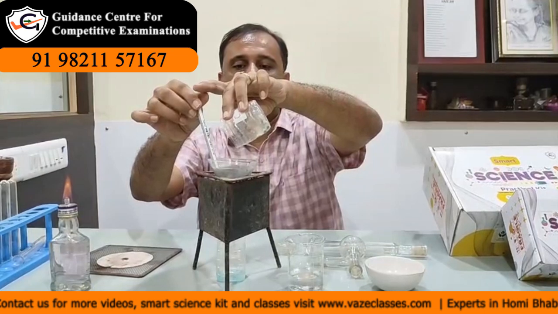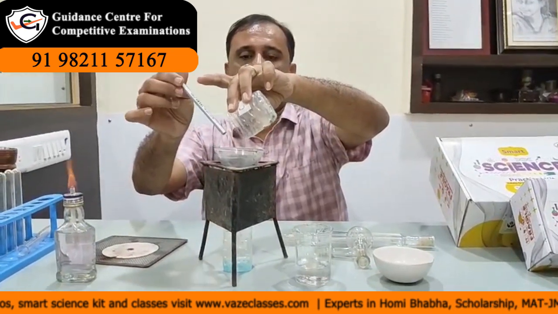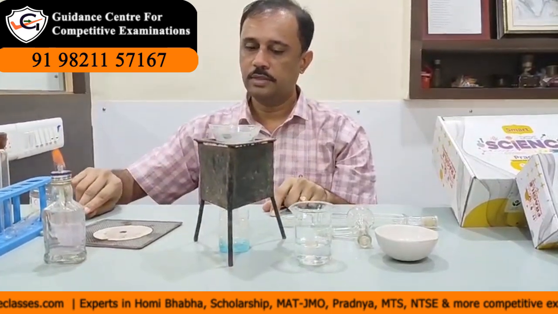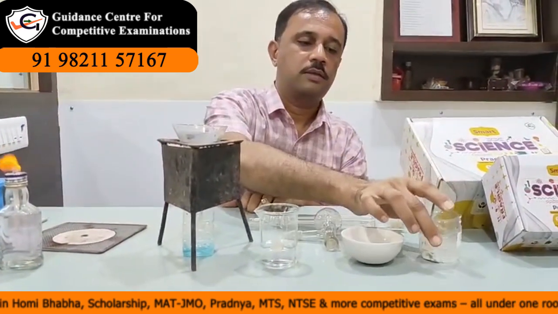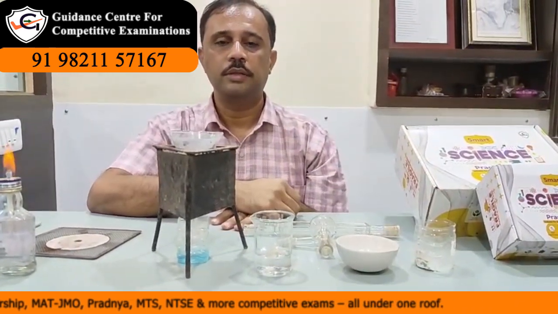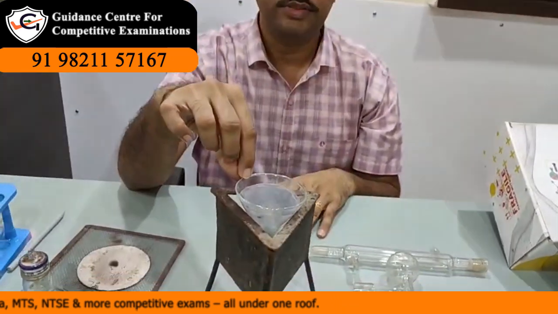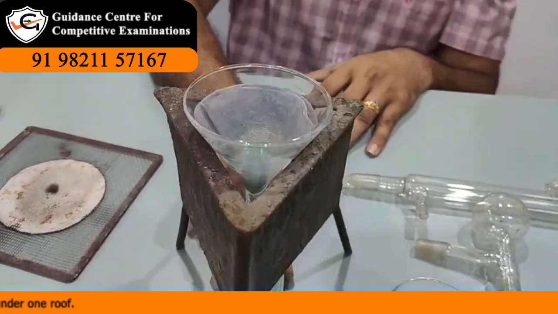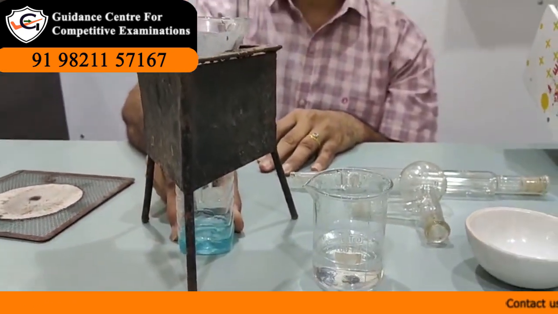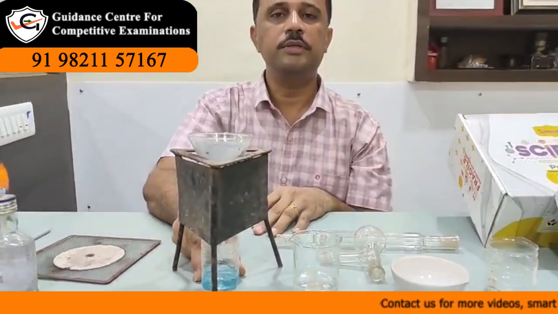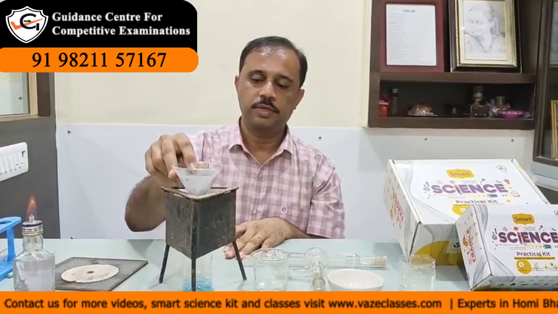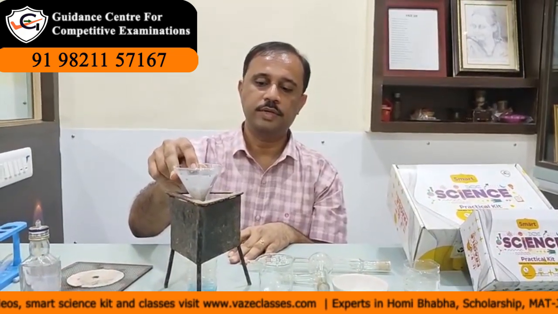Let us collect the filtrate. Copper sulfate solution is the filtrate and calcium carbonate is insoluble. So this is the residue left behind on the filter paper. And this is the blue colored copper sulfate solution which is the filtrate. On evaporation of the filtrate we get the solute, that is copper sulfate crystals, back. So let us evaporate this filtrate.